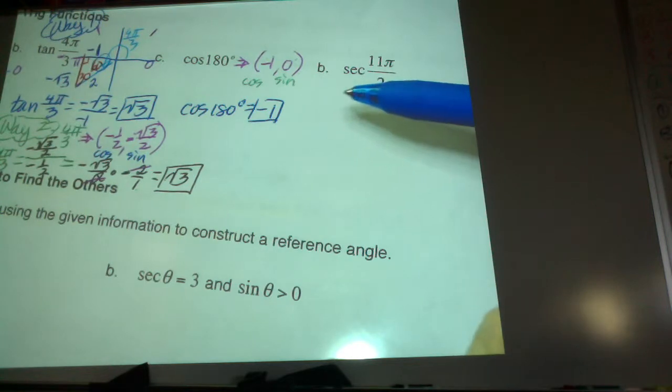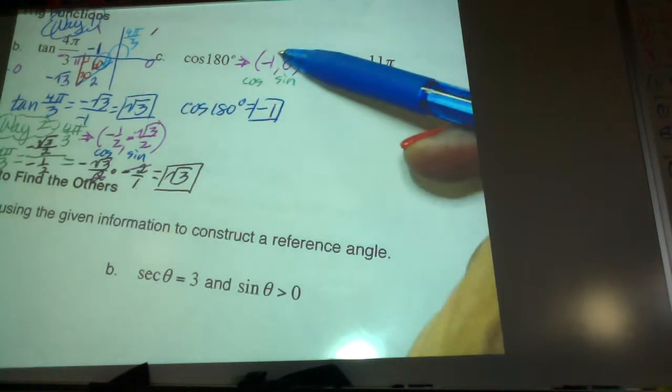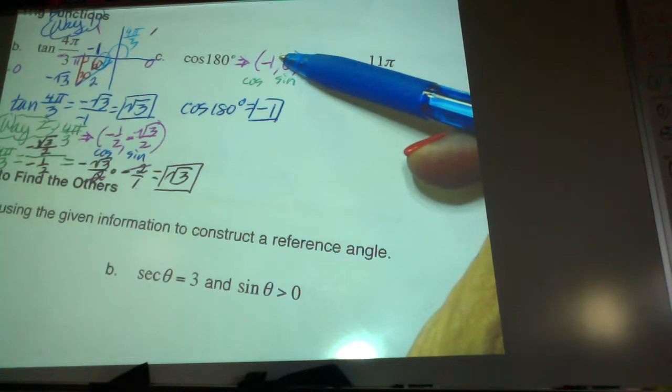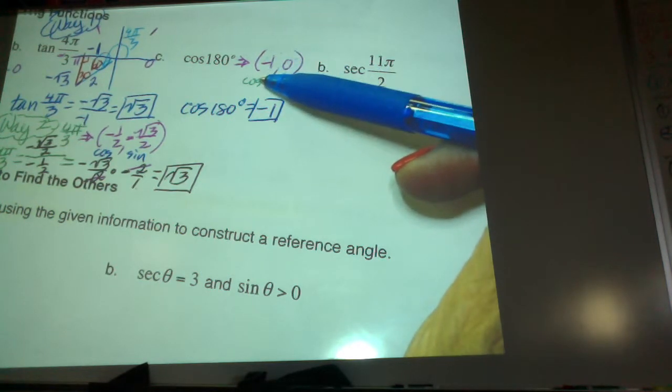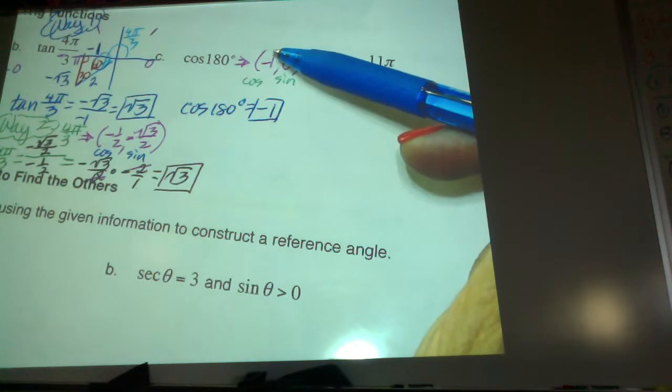Is secant or cosecant undefined? What's the reciprocal of negative 1? So this is negative 1 over 1, isn't it? When you flip it, take the reciprocal, isn't it still negative 1? What is the inverse function to cosine?